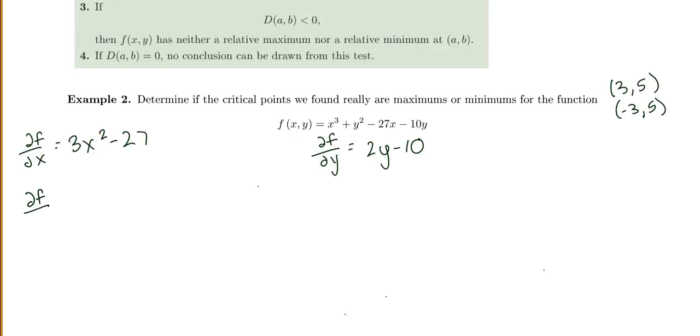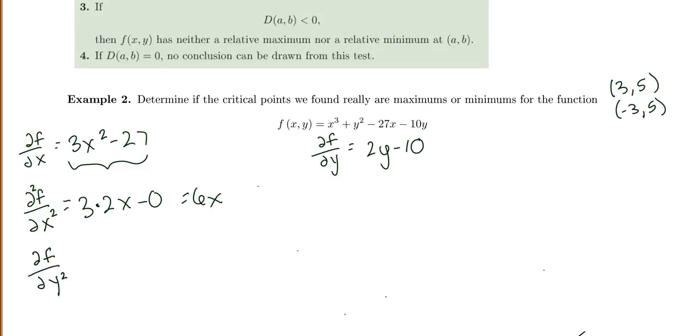So let's do the one where we take the derivative with respect to x first. Okay, so we want to do it with respect to x first. Let's go to where we already took the derivative with respect to x and take it with respect to x again. So we're going to have 3 times 2x minus 0, or 6x. And let's take the partial with respect to y twice. Okay, so we come over to the y one, take the derivative with respect to y again, and we just get 2.